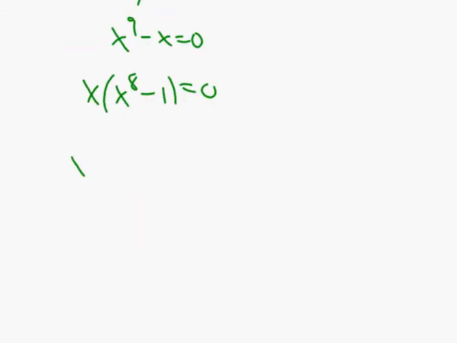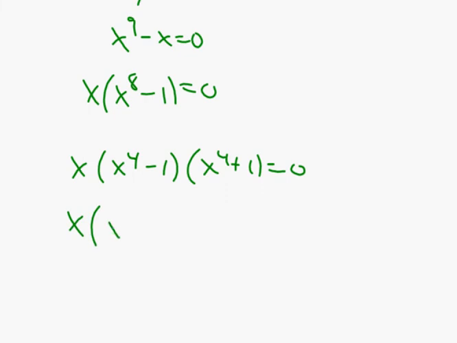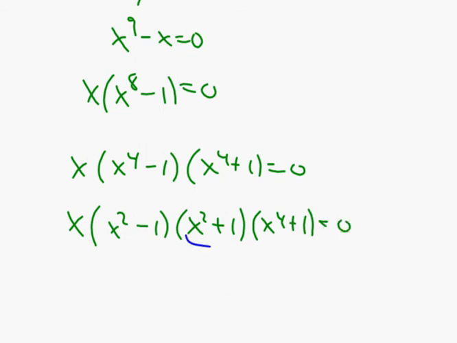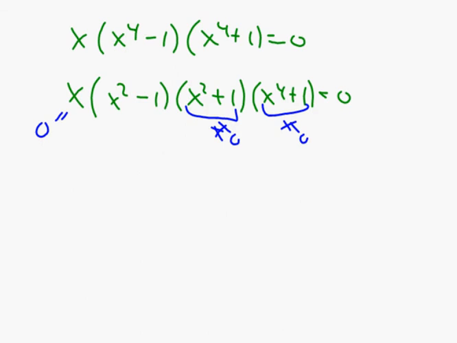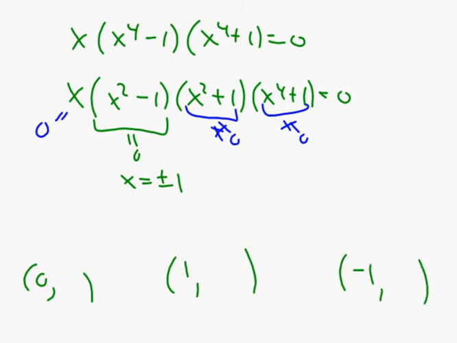And then you end up with x times x to the 4th minus 1 times x to the 4th plus 1. That's a difference of two squares. And then this works again. You get x squared minus 1 times x squared plus 1 times x to the 4th plus 1 equals 0. And for the time being, that's never going to be 0, and that's never going to be 0. So that's not going to be 0. You know this can equal 0. So x equals 0 is at least one component, right? Or it's the x coordinate, I should say, of one of the critical points. And then if this is equal to 0, then you get x equals plus or minus 1. So then you have another critical point that looks like this, and then a third one that looks like this.